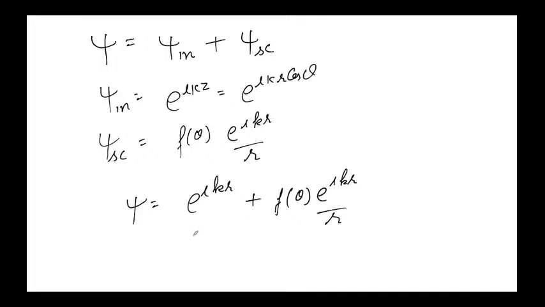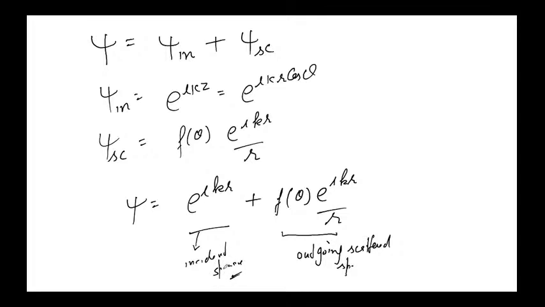Here the first term represents the plane wave traveling along the z-axis towards the scattering center, and the second term represents the outgoing scattered spherical wave. So this is our outgoing scattered spherical wave, and this is our incident wave.